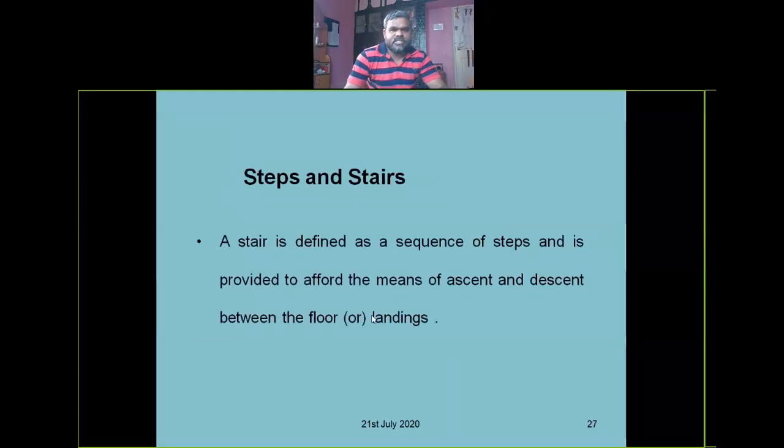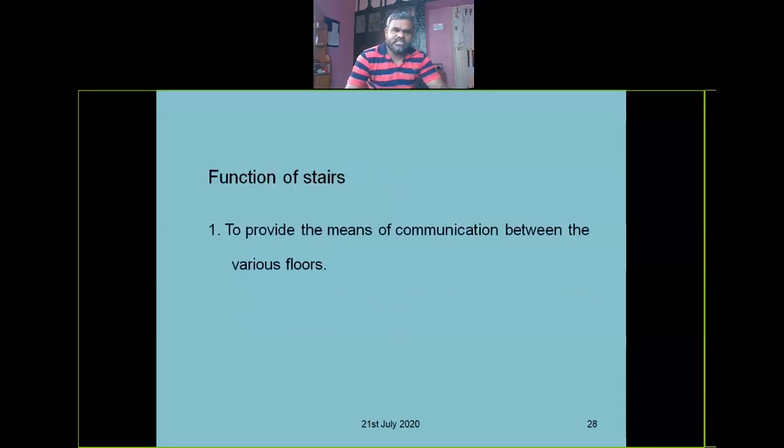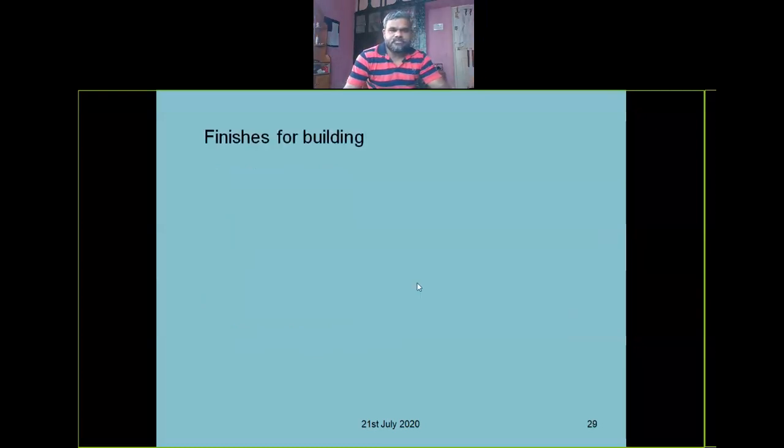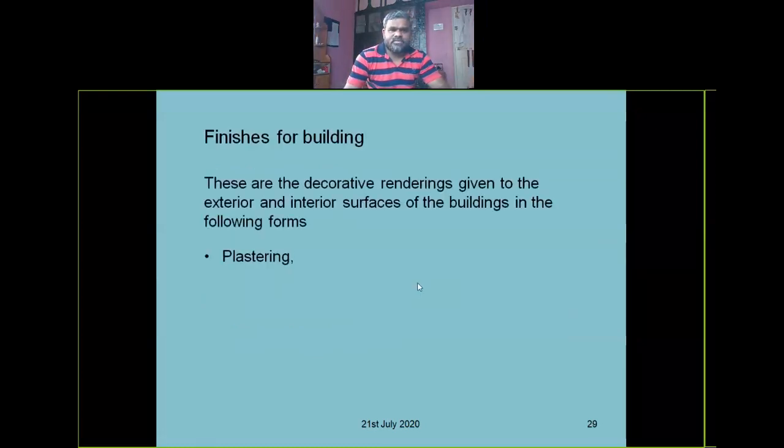Right. Steps and staircases. A stair is defined as a sequence of steps provided to afford the means of ascent and descent between the floors and landings. Right. Functions of stairs: to provide the means of communication between the various floors, and stairs provide the means of escape from the upper floors in the event of fire. Finishes of buildings.